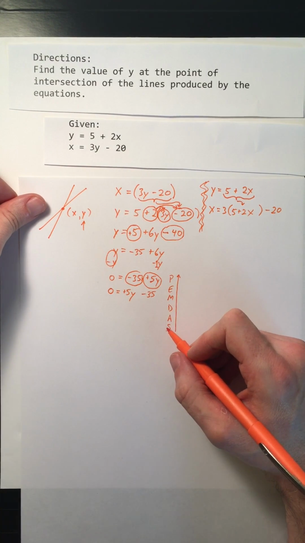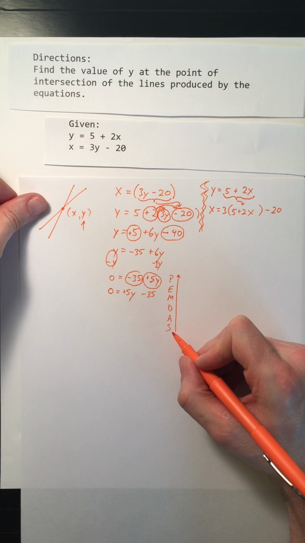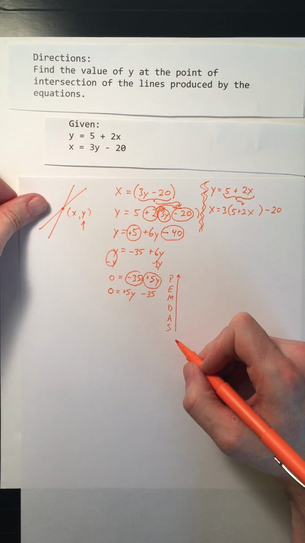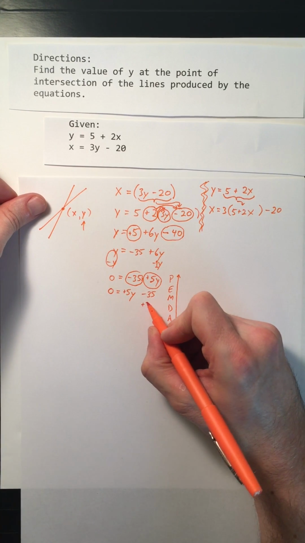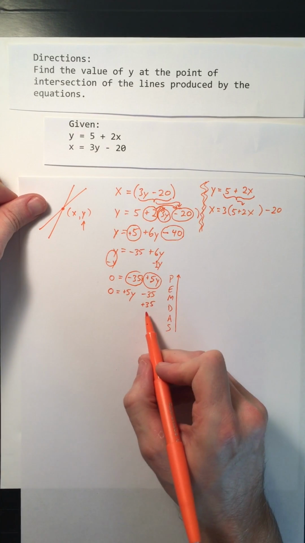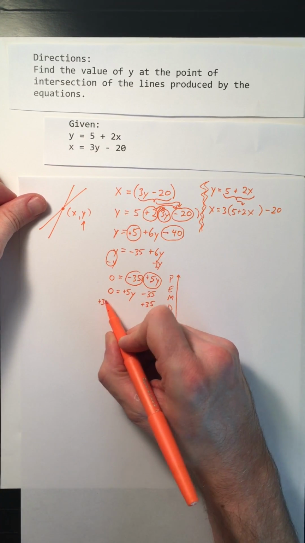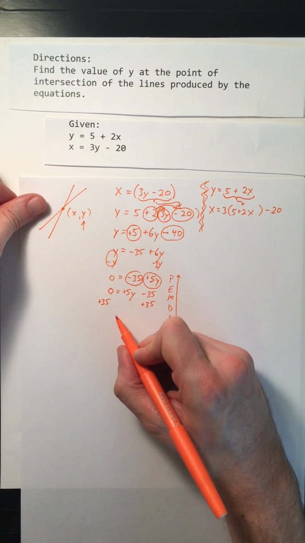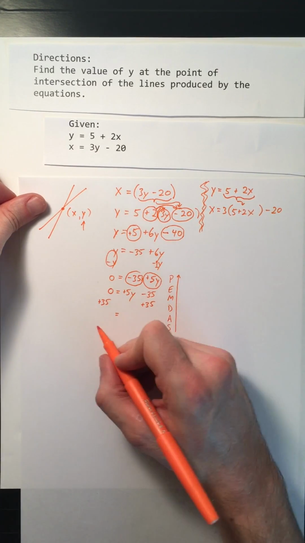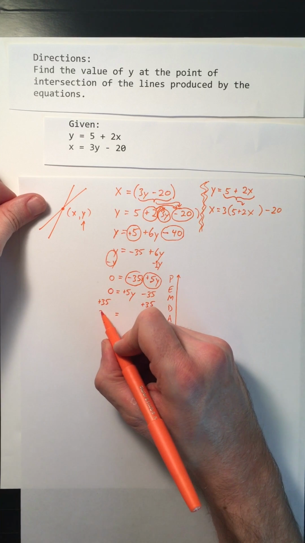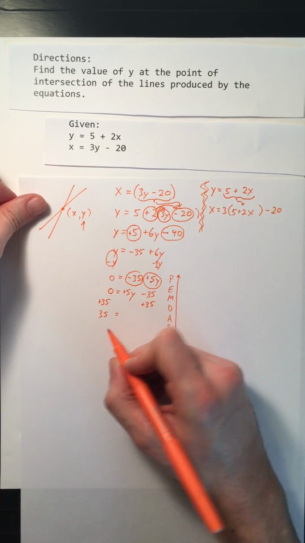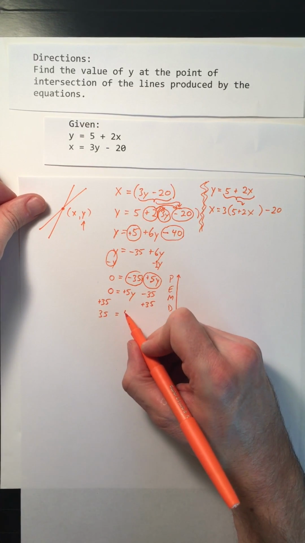So we're going to undo subtraction by using the inverse operation, which is addition. So we're going to add 35 to get rid of it. But whatever you do to one side of an equal sign, you have to do to the other. So we're going to add 35 to that side. And that gives us, line up the equal signs, 35, 0 plus 35 is 35, equals 5y.